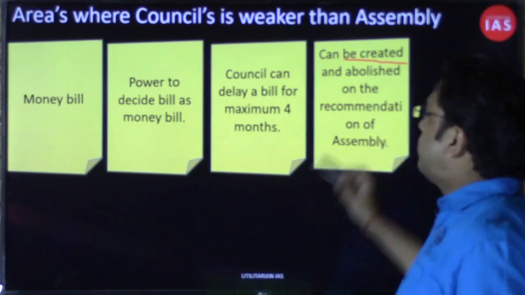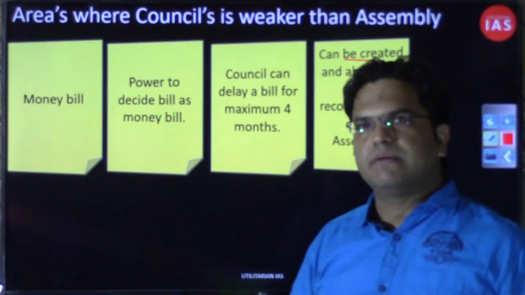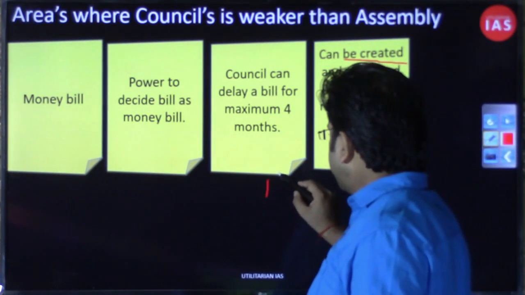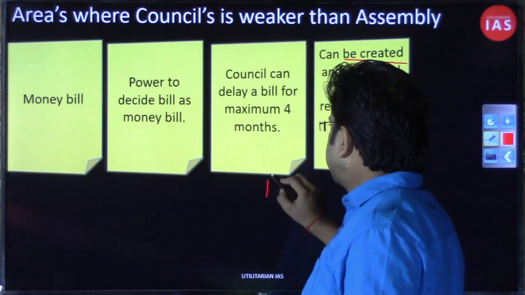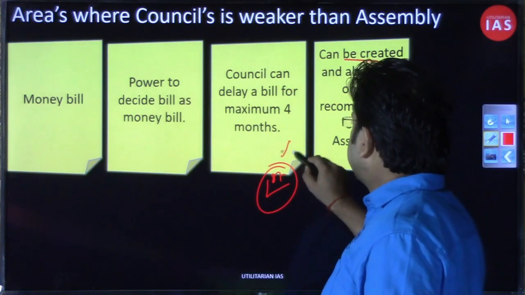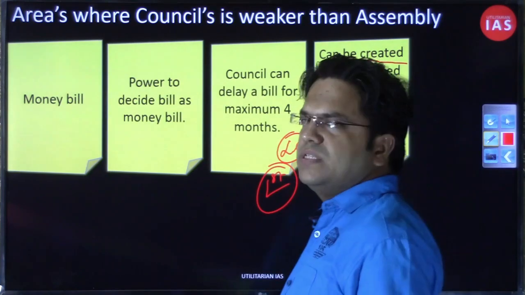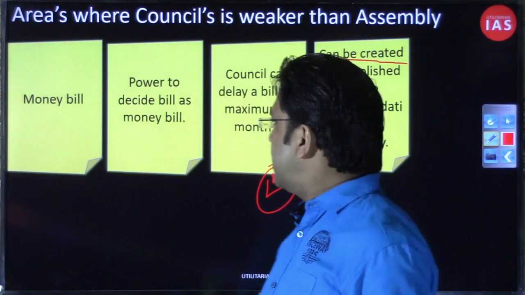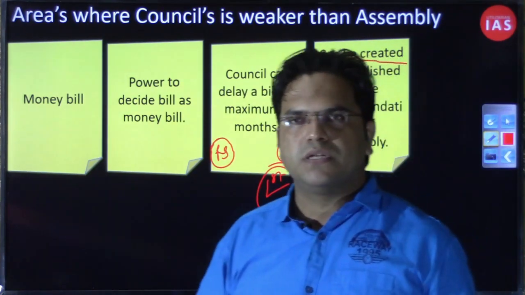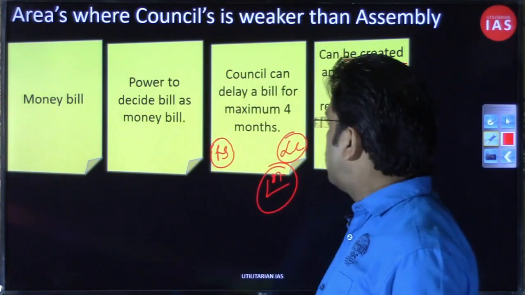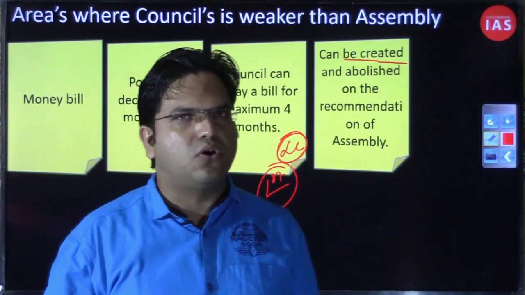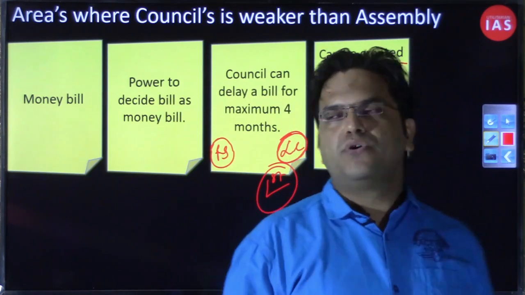It can be created and abolished on the recommendation of the assembly. If you remember, when we were discussing this article in the first video, we discussed how these legislative councils are created. Although this is considered an upper house, unlike Rajya Sabha, which is mandatory at the parliamentary level, the legislative council is not mandatory. This option of having a legislative council has been made optional for whichever state wants it.